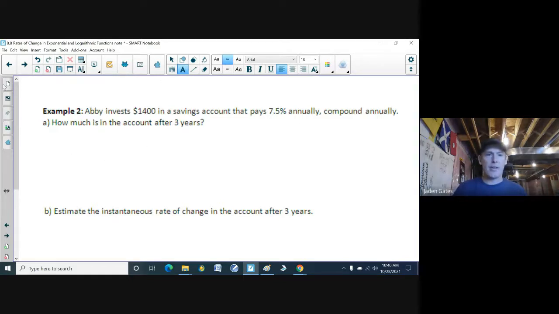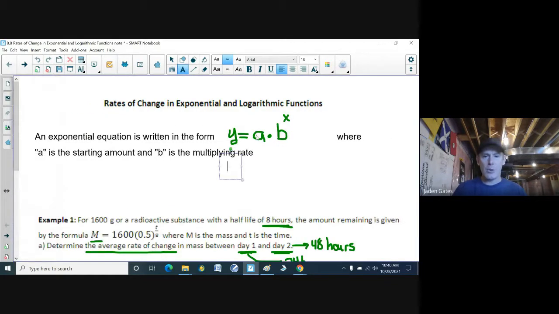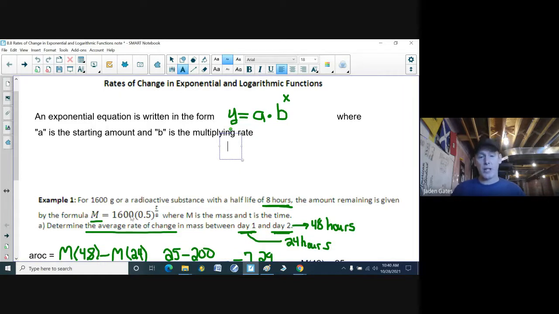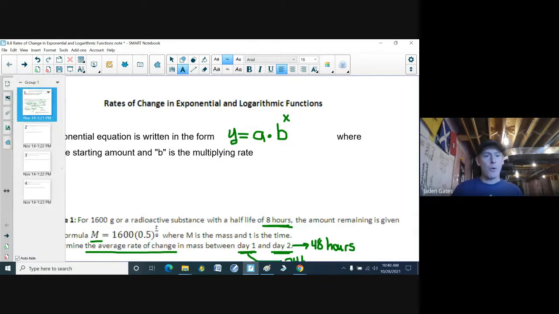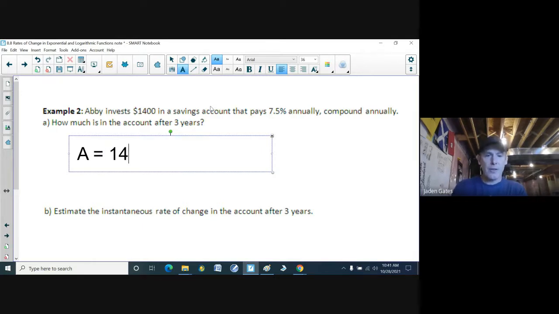Just given the fact that, again, when you're dealing with an exponential equation, it's going to be in the form y equals a times b to the power of x. And in this case, our a, for example 1, was 1,600 grams. That's the amount you started with. 0.5 is its multiplying rate, as in it is cutting in half each time. What we're going to have to do this time is come up with our own equation. And so the amount, start off with the A here. We start off with $1,400. That is our starting amount.